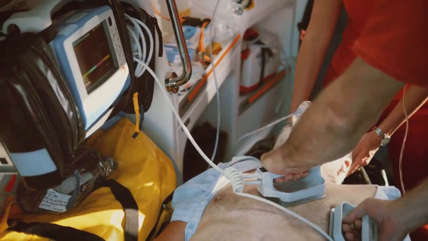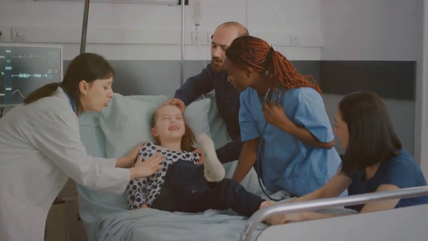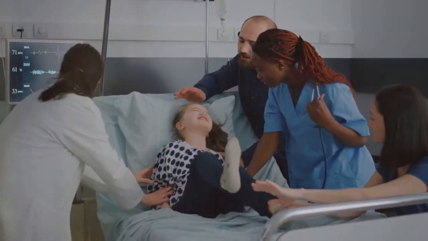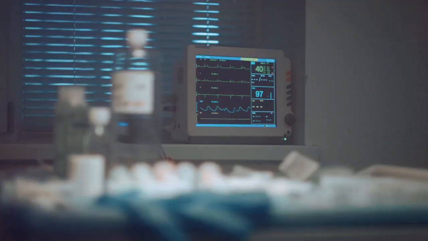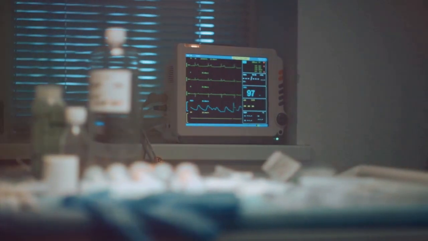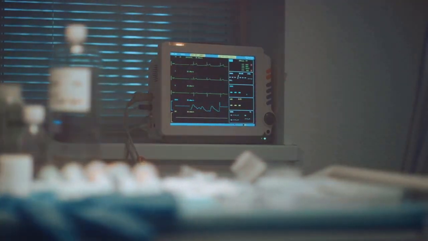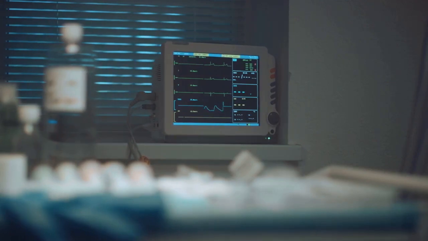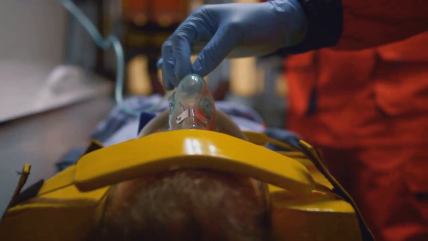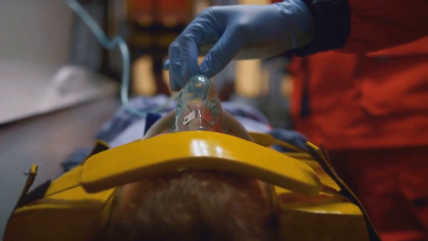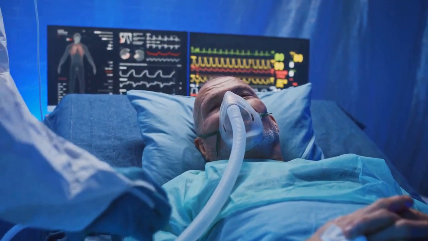If return of spontaneous circulation, ROSC, is achieved, immediate post-cardiac arrest care is crucial for improving the patient's chances of survival and neurological outcome. This includes optimizing hemodynamics and oxygenation, ensuring adequate blood pressure, targeting a mean arterial pressure of 65 mmHg or more, and maintaining oxygen saturation above 94%. Continue advanced airway management and ventilatory support, aiming for normocapnia, a PaCO2 of 35 to 45 mmHg.